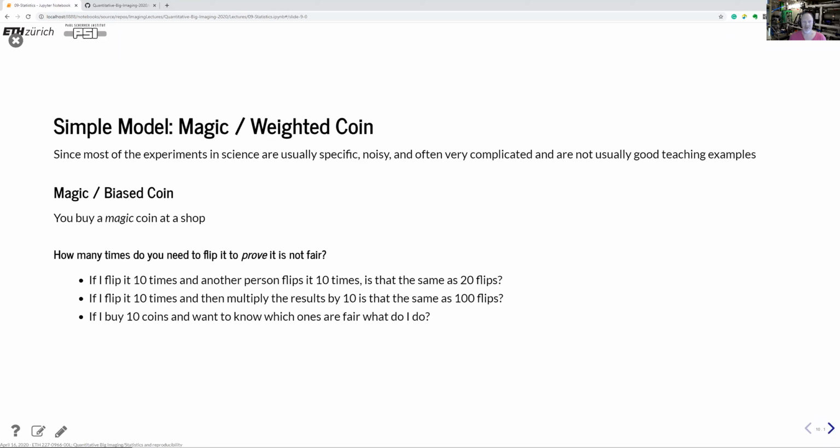So looking at a simple model, we have a magic or weighted coin. Magic for those who believe in magic, but probably more likely someone tampered with it and you get it to do something. So it's about tossing a coin and seeing how many times you get a head or tail.